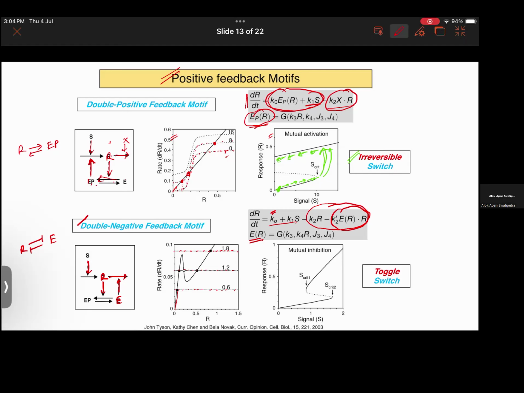Now, see how is the behavior. When you have no value of signal strength, you are at your lower steady state. When you increase to some intermediate value, you have 3 steady states. This, and this. The first and the third are stable, and the second is unstable. If you further increase your signal strength, the first and second one vanish, and you have only the third one.